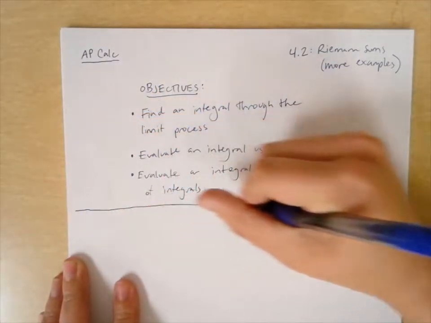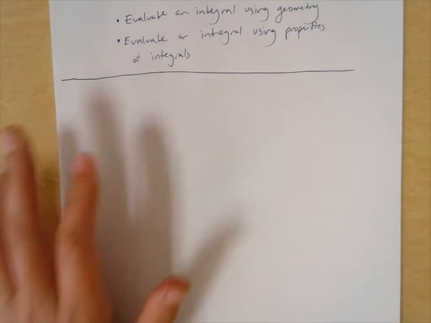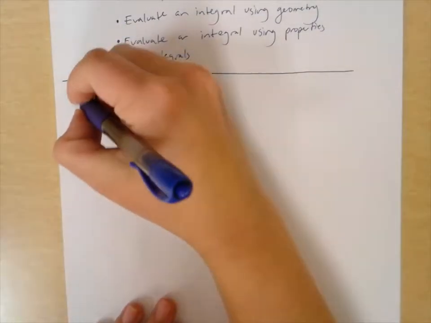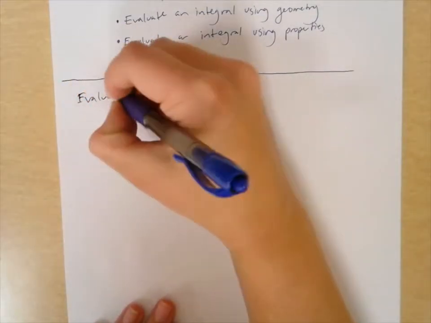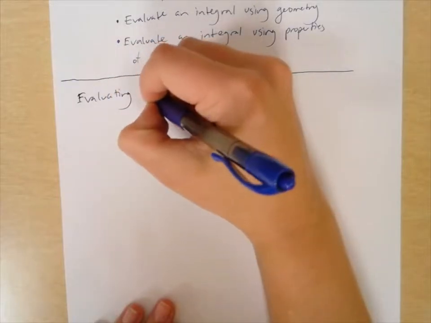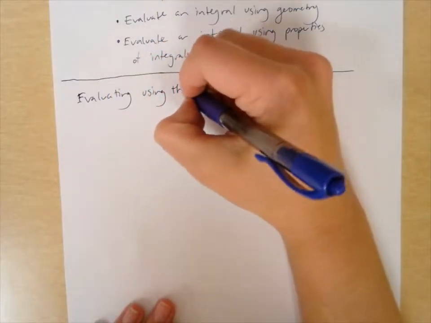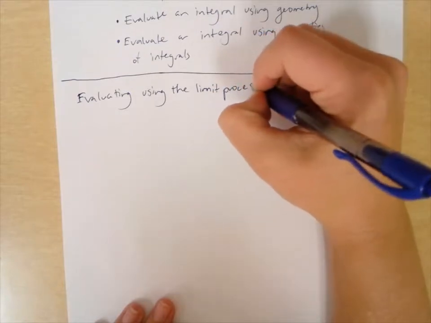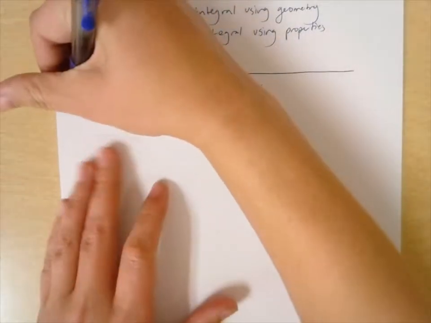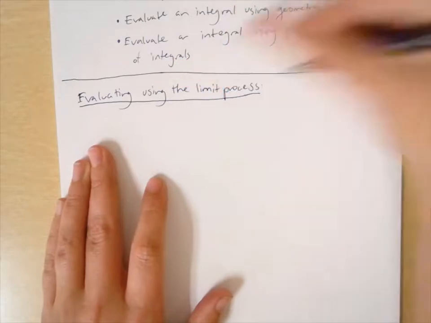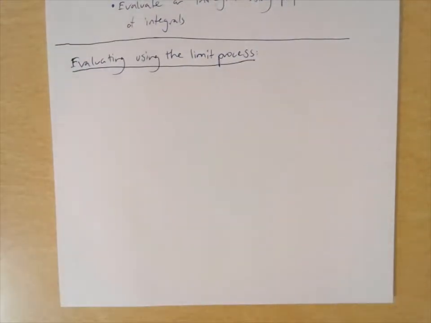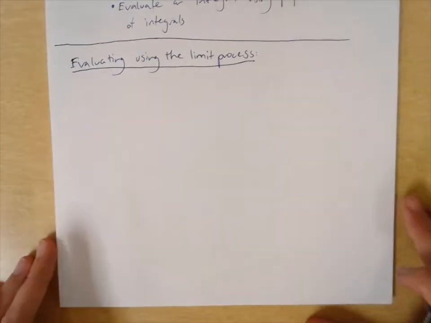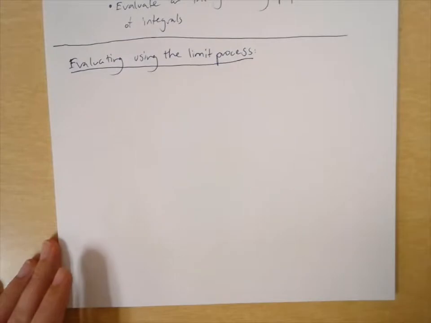Let's draw a line. And let's begin. So, evaluating using the limit process. As I said before, there are much easier, more intuitive ways to find integrals, but it is important that we know more than one way, and it is important that we understand how to use limits and summations to get there too. So, I'll do one more example of this with you guys.